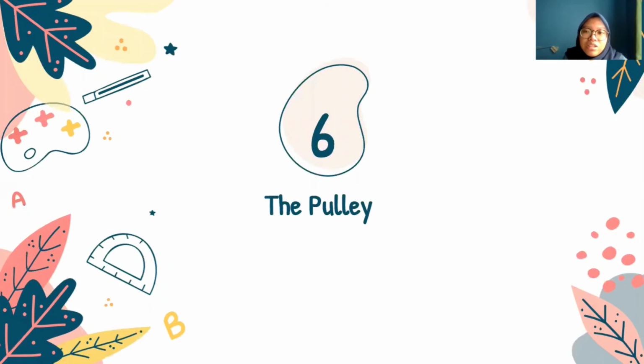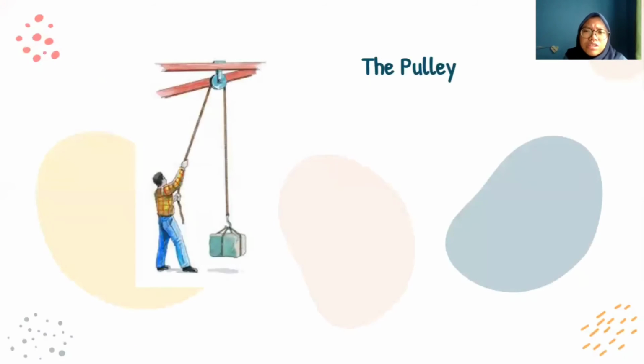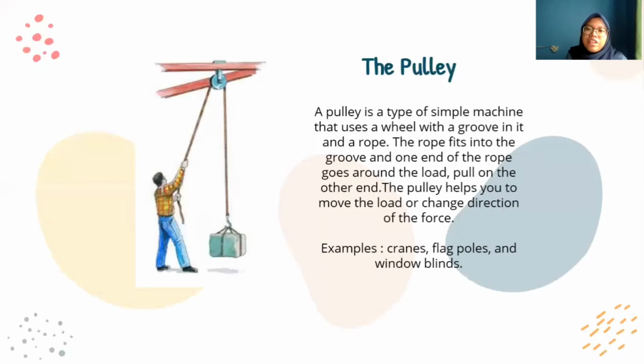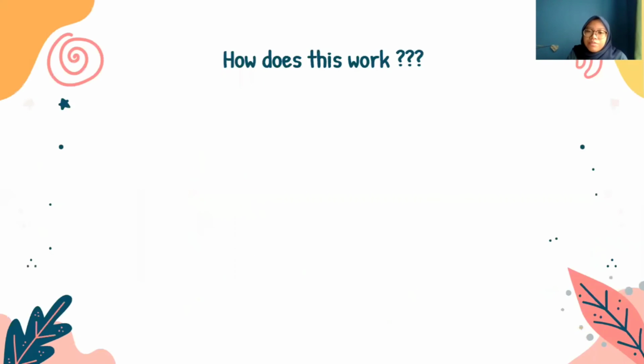And the last one is the pulley. What is the pulley? A pulley is a type of simple machine that uses a wheel with a groove in it and a rope. The rope fits into the groove and one end of the rope goes around the load while you pull on the other end. The pulley helps you to move the load or change the direction of the force. Examples are the crane, flagpoles, and window blinds.